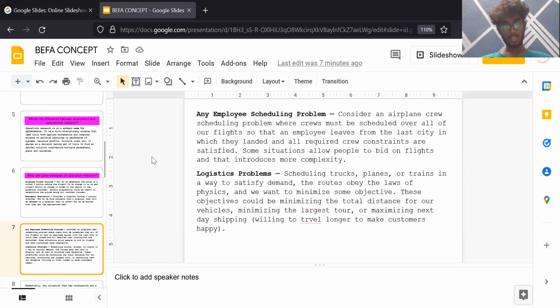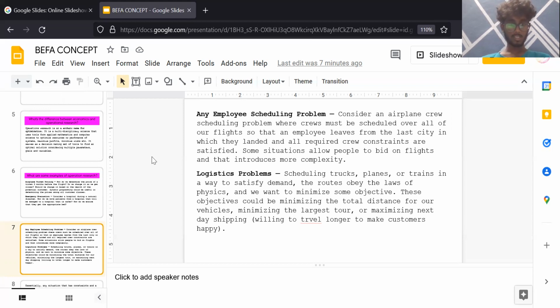And third point is any employee scheduling problem. Consider a crew scheduling problem where crews must be scheduled over all of our flights so that an employee leaves from the last city in which they landed and all required crew constraints are satisfied. Some situations allow people to bid on flights and that introduces some complexity.